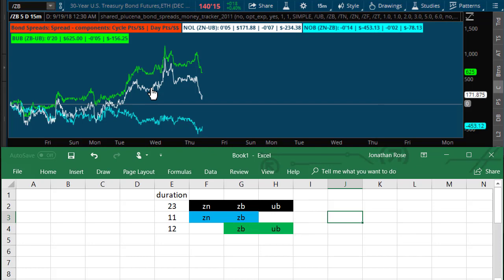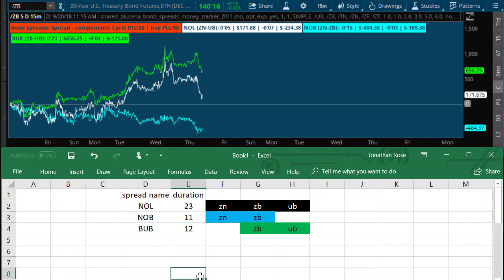on the chart. So again, this is called the null. It's the difference between ZN and UB. This is the knob, or notes over bonds. This is the bub, often called Grandma Bubby. So this is going to be the spread name. Okay, so what you see here is the white line is trading lower. It's not really trending lower, it's trading lower. What I want you to understand is that white line is the null, but part of that white line is the blue line and the green line. So the blue line is the first 11 years, the green line is the next 12 years.